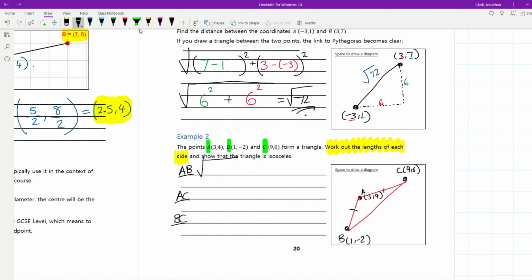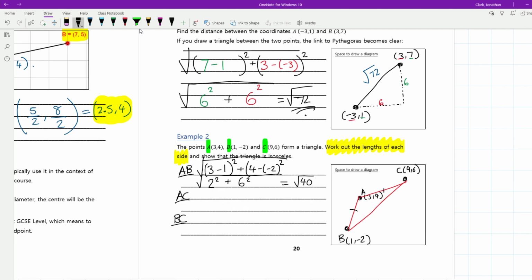So let's get my square root. Oh dear. It's hard work using this drawing tablet. So the x values for A and B are 3 and 1. The y values are 4 and -2. So if I work that out, I'm going to get 2 for that bit, 6 for that bit. And if I add those results together, 2 squared is 4, 6 squared is 36. That's going to work out as root 40.